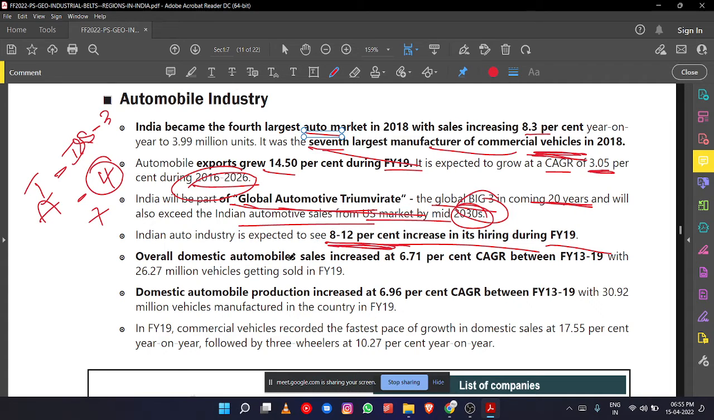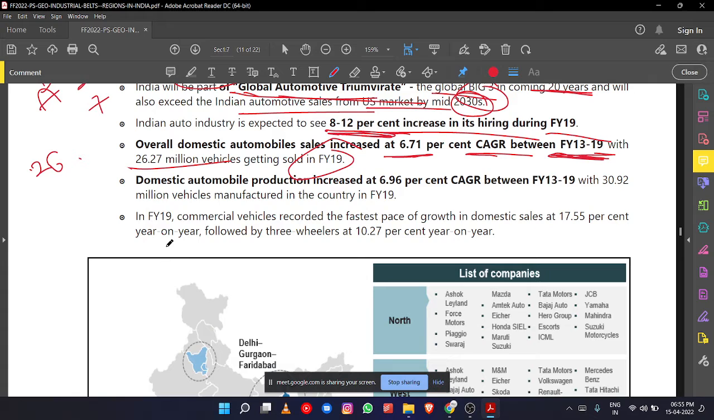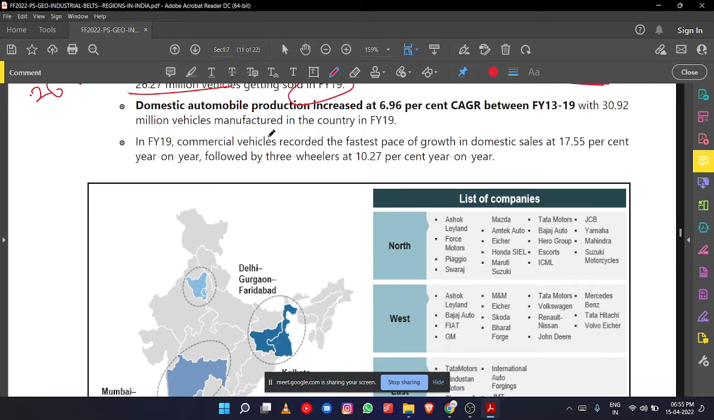Overall domestic automobile sales increased by 6.7% in this CAGR between 2013 and 2019. You can see 26 odd million vehicles were sold in the financial year 2019. Just remember the tune at which we are selling the automobiles, and domestic automobile production increased by 6.9%.